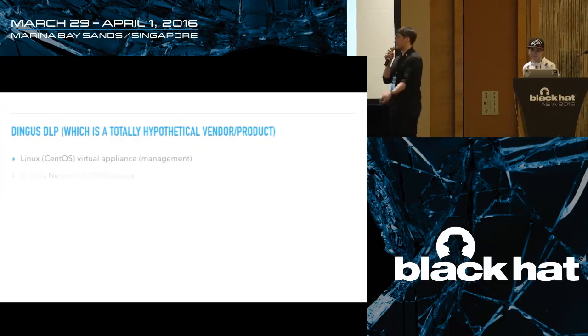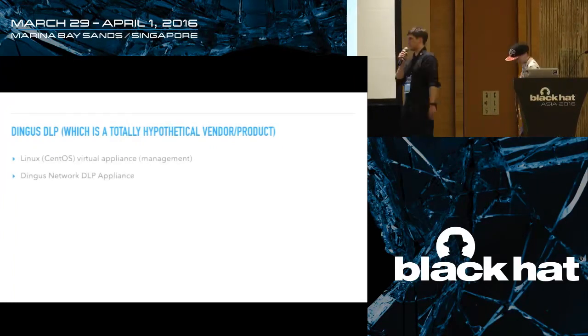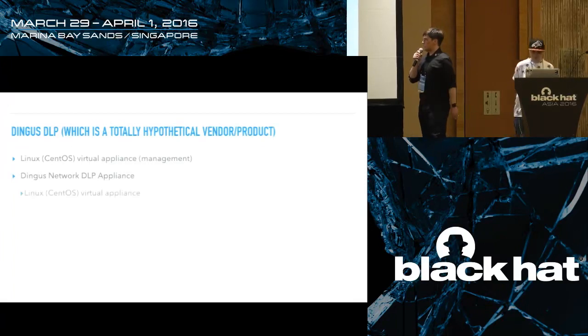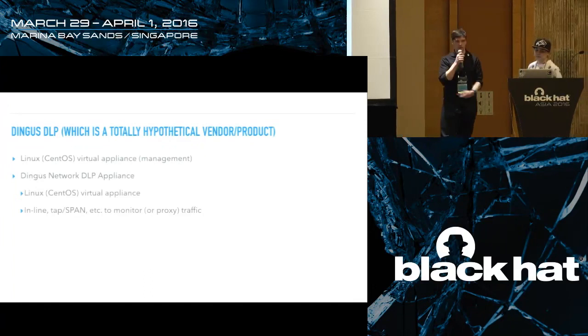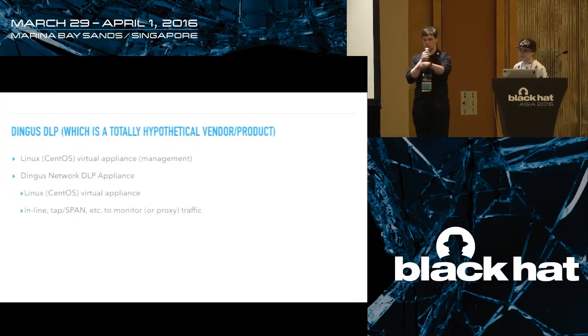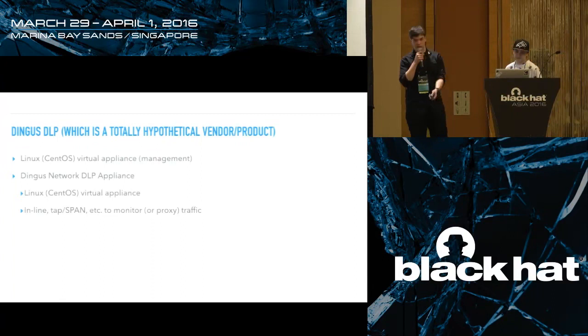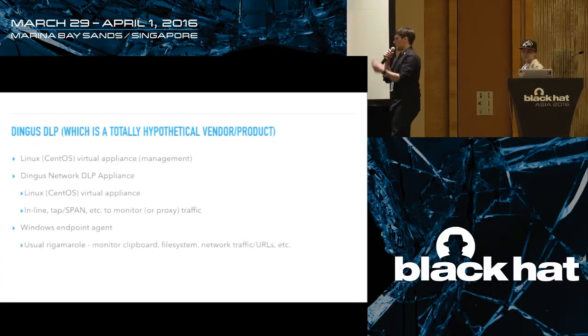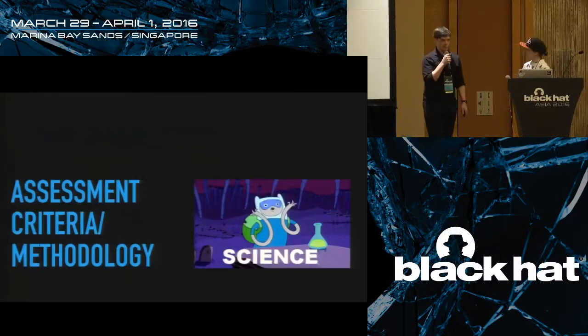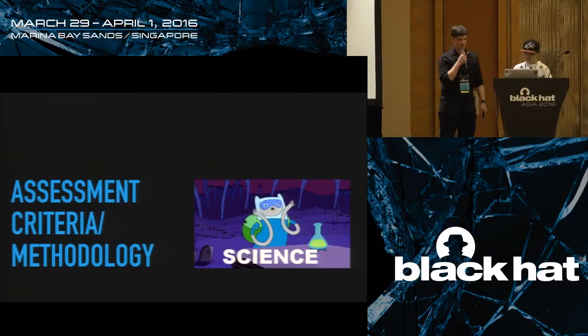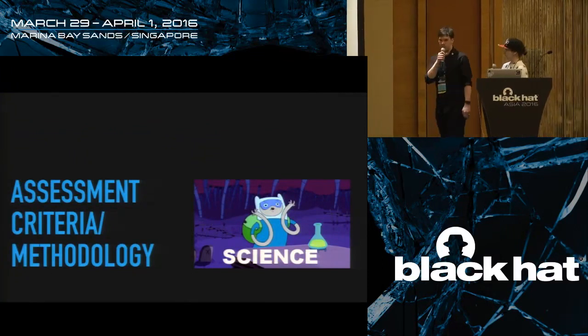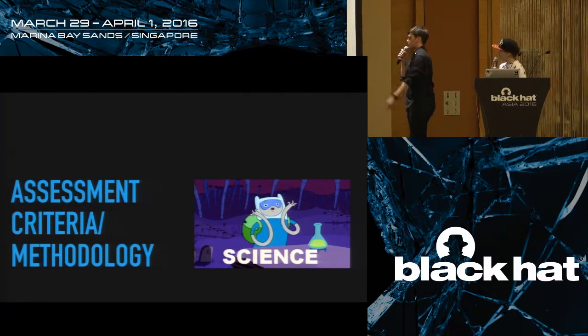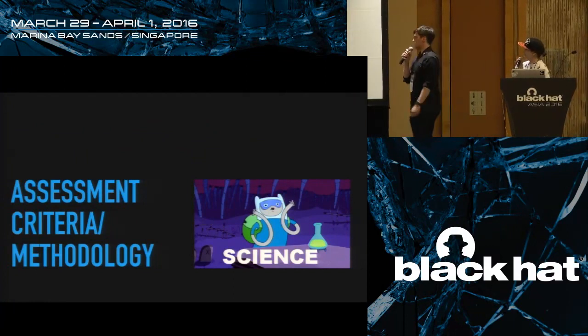Another virtual appliance. Theirs is actually CentOS based, so you'll understand the significance of that later. Network appliance as well, also CentOS based. Has options to do inline. It can sit off of a SPAN port, or it can proxy using Squid. Good old Squid. Their endpoint agent is the usual, exact same thing as everyone else. So what did we do before we found anything? I know everyone's looking for the juicy bits, but we have to talk about science first.